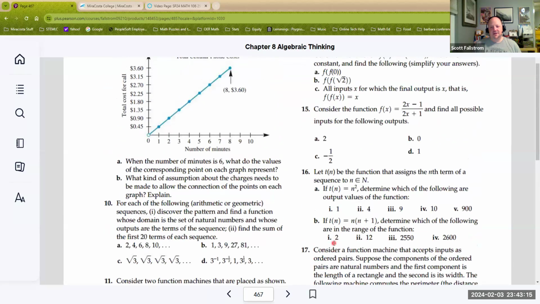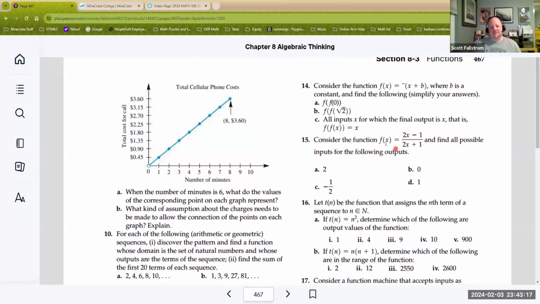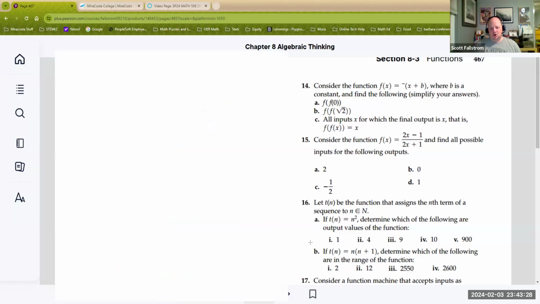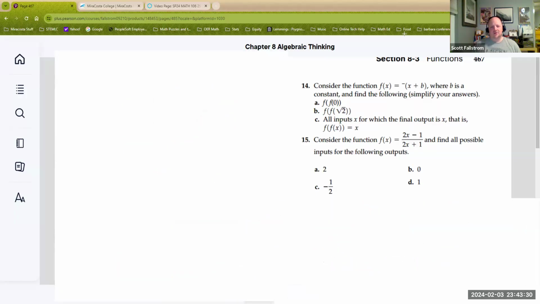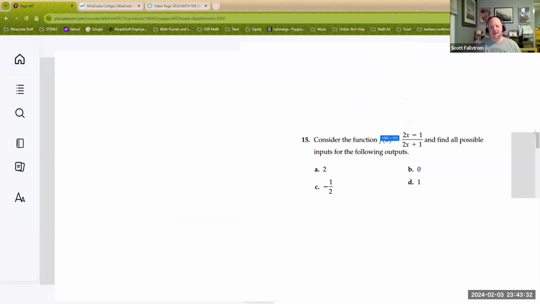Let's take a look at 15. Okay, so consider this function. Find all possible inputs for the following outputs. All right. That one looks a little bit intimidating, maybe. Maybe that's part of this, is because they've now given you a question that has a fractional function. But let's just pause for a second and let's do something with this.